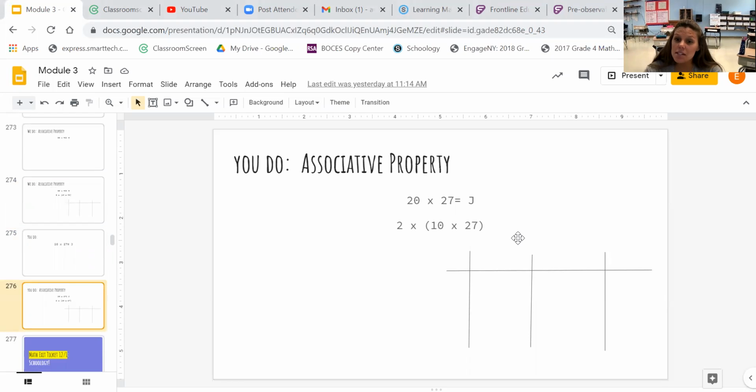All right, so your first step was to just simply break apart your tens. So I had 2 times 10 equals 20, and we're multiplying that by 27, which means I have 2 in the tens place and 7 in the ones place. We're multiplying that by 10, so it's moving one place value to the left. And we're going to do that 2 times.